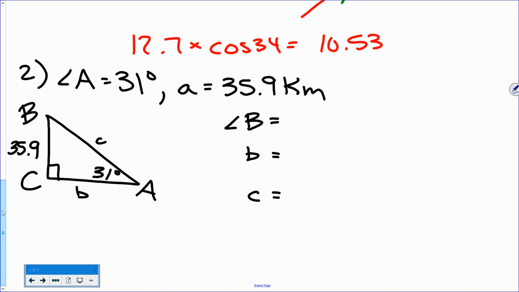For angle B, so we've got our 90 degrees. I've got 31 degrees. I need to figure out what's left over for 180 degrees to make the sum of the angles in this triangle. Or if I take 180 minus 90, I'm left with 90. So if I do 90 minus 31, that will come up with my angle B. So 59 degrees.